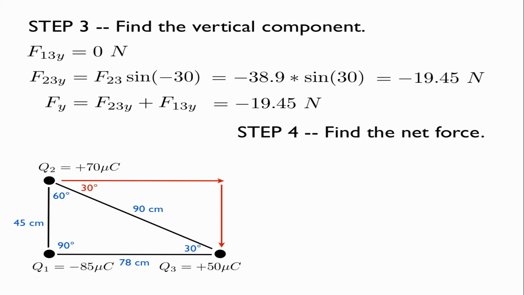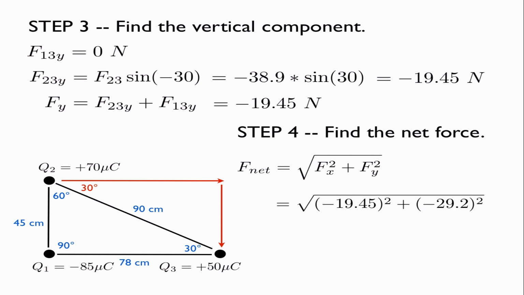Step 4 is to find the net force. The magnitude of the net force is equal to the square root of the sum of the squares. If we plug in the values that we've just found in steps 2 and 3, we arrive at our final answer, which, to the level of accuracy we're concerned with, is 35 newtons. And that concludes video 17.1.